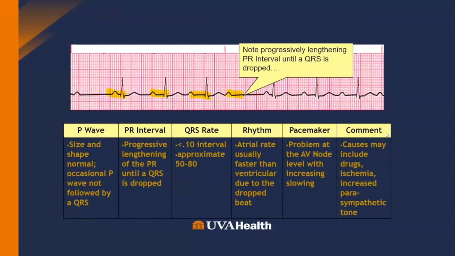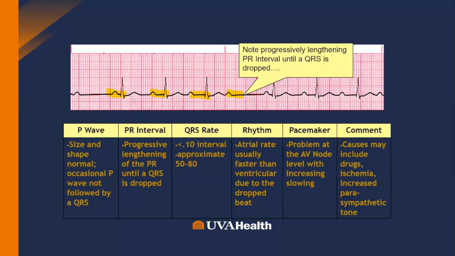So as we progress down the blocks, second degree block here, second degree type 1 is defined, and you can see the highlighted area here, by the lengthening of the PR interval until we have a non-conducted P wave. So this P wave has a relatively normal look. This one's a little longer here. And then right here we have no R wave. It fails to conduct through until we have another P wave and it conducts through.